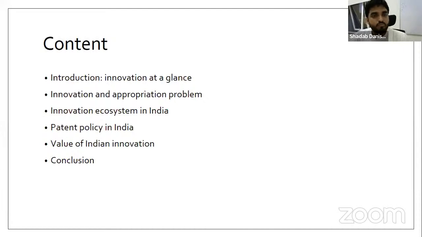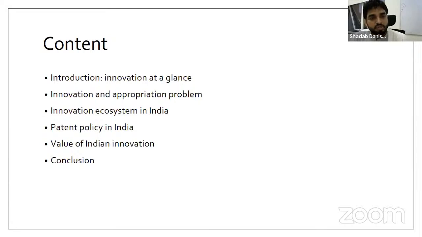And then the second point, which I'm interested to discuss, is the innovation and appropriation problem. Innovation is sometimes like a public good, so it's very difficult to appropriate the value and the return from it. So we'll discuss that. What sort of problems are there, and what is the literature behind that? How have researchers looked at that appropriation problem?